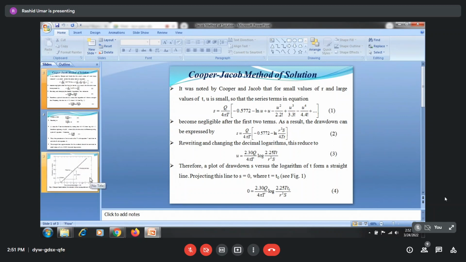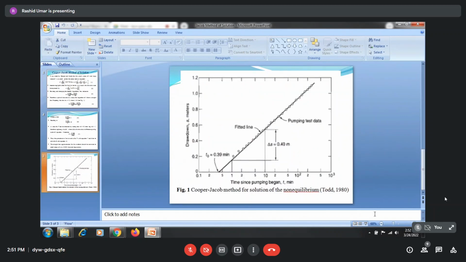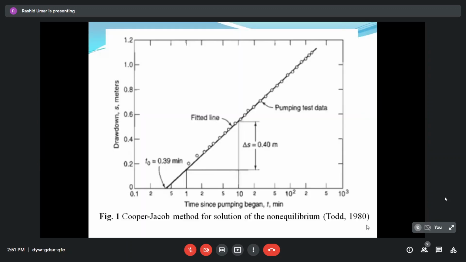I'll explain here in this graph. What is this axis? This axis is a log axis, and here the first log cycle begins from 0.1, then 0.2, 0.5, and then it is 1. Then the second cycle is 10, third cycle is 100, fourth cycle is 1000. That means we have a pumping test of about 1000 minutes.